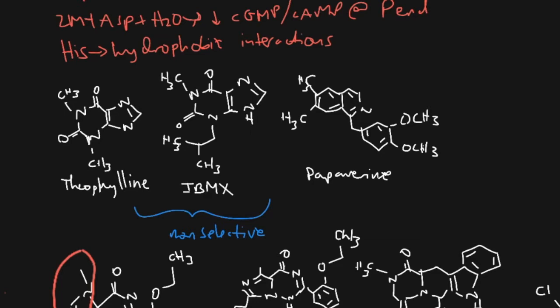So remember that theophylline, IBMX, and papaverine are non-selective, while sildenafil, vardenafil, tadalafil, and avanafil are PDE5 selective. Remember that IBMX, you can see the isobutyl group, the IB group. Papaverine, Papa has two eyes. See the two eyes right here.